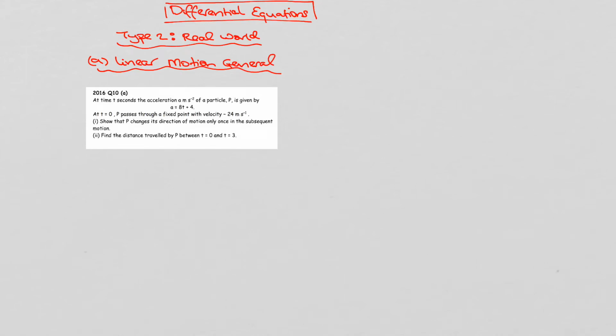Differential equations, type 2, real world. A, linear motion, general. So if we look at 2016 question 10, we have at time t seconds, the acceleration a of a particle is given by a equals 8t plus 4. At time equals 0, P passes through a fixed point with a velocity of minus 24 meters per second, and we have to show that P changes its direction of motion only once in subsequent motion.